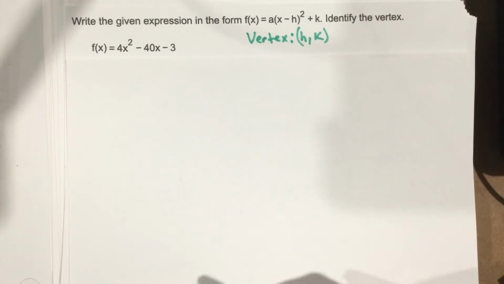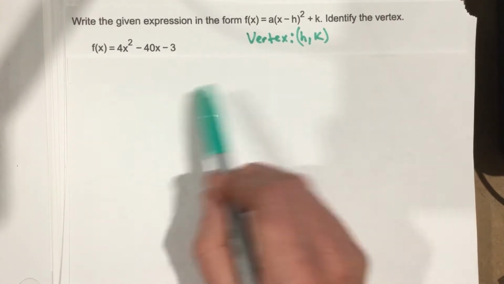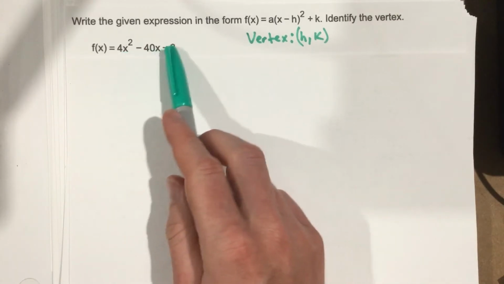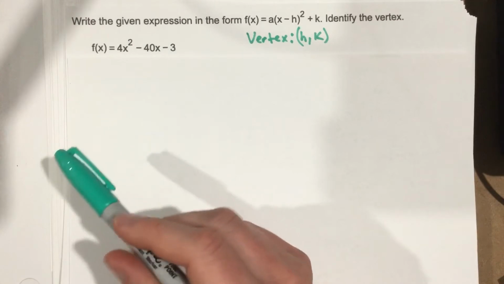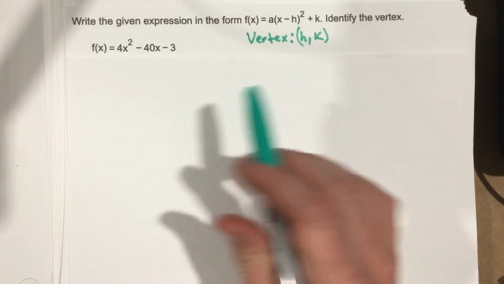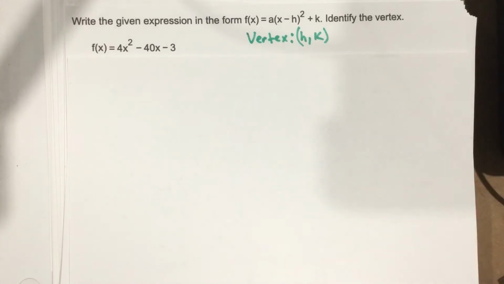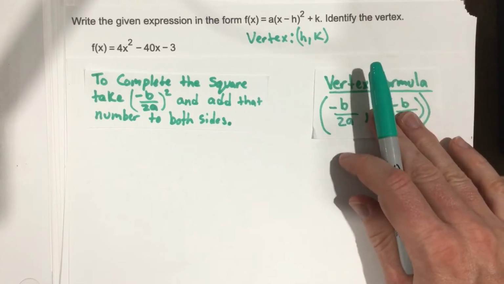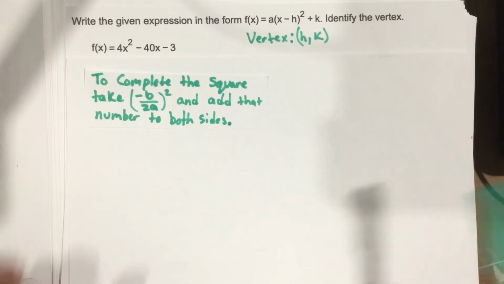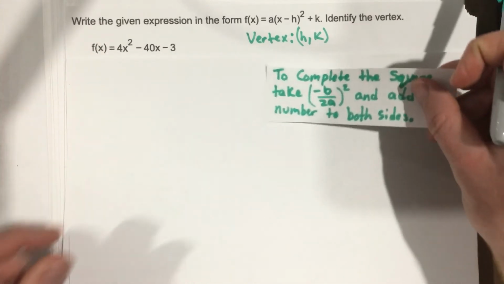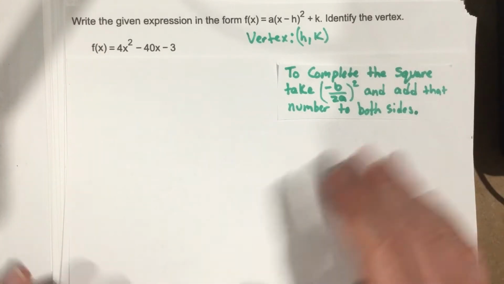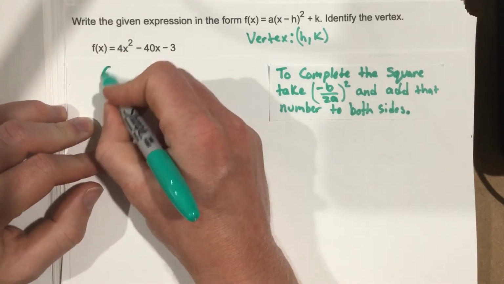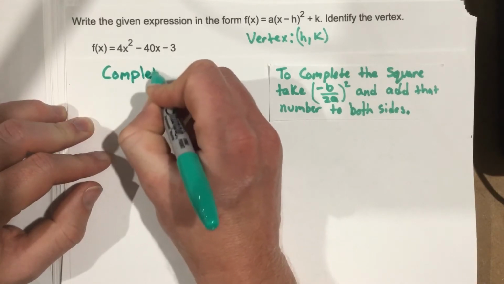In the previous problem, I showed you that there are two ways to find the vertex and write the standard quadratic into a vertex form quadratic. But I'm going to ignore the other way. The two ways were completing the square and the vertex formula. I'm going to ignore the vertex formula for now, and I'm just going to focus on completing the square. So to complete the square, this problem is just slightly different, but not much. So we're going to start by writing down complete the square.